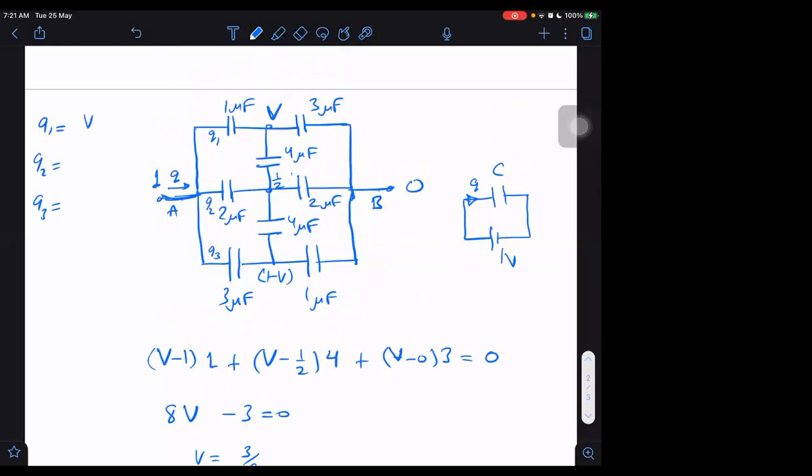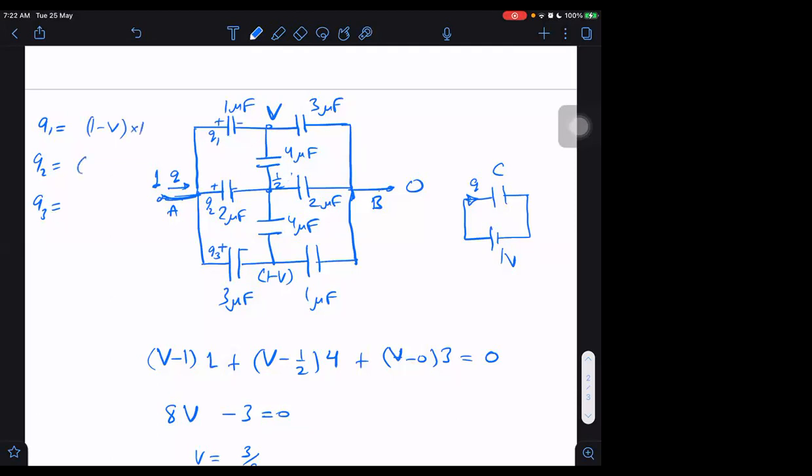It is C into (1 minus V) into 1. Correct, because I have taken this side Q1, so I have to take this side as positive. This side I have taken Q2, this side is positive. This side I have taken Q3, this side I have to take positive. Wherever we assume the charges, that side we should take positive, the other side we should take as negative. So yes, we should take (1 minus V) into C.